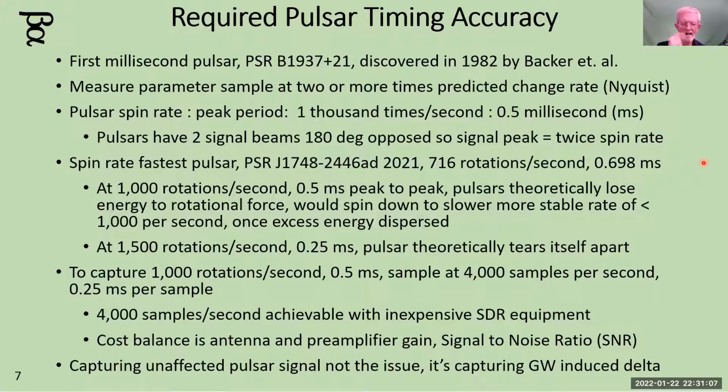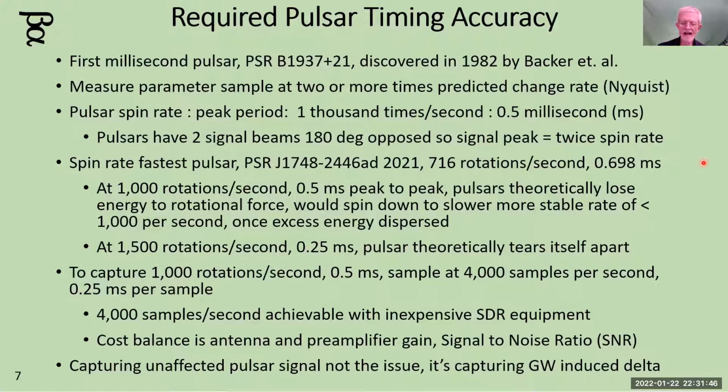So pulsar spin rate. If these are millisecond pulsars, that would say they spin or produce a beam pulse 1,000 times a second, or you need to sample at half a millisecond. Pulsars have two signals, coming out both sides, 180 degrees opposed. So you need to actually sample at twice the spin rate. The spin rate of the fastest known pulsar, which they actually determined in 2021, is 716 rotations per second, or 0.698 milliseconds.